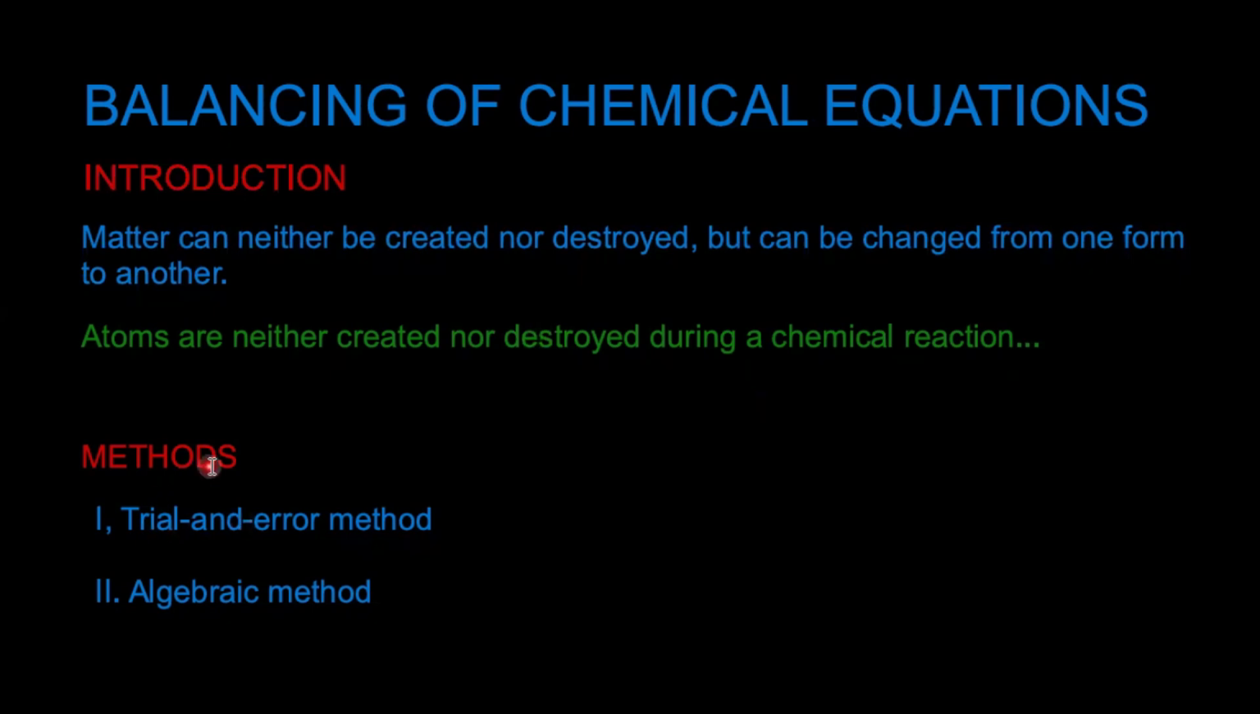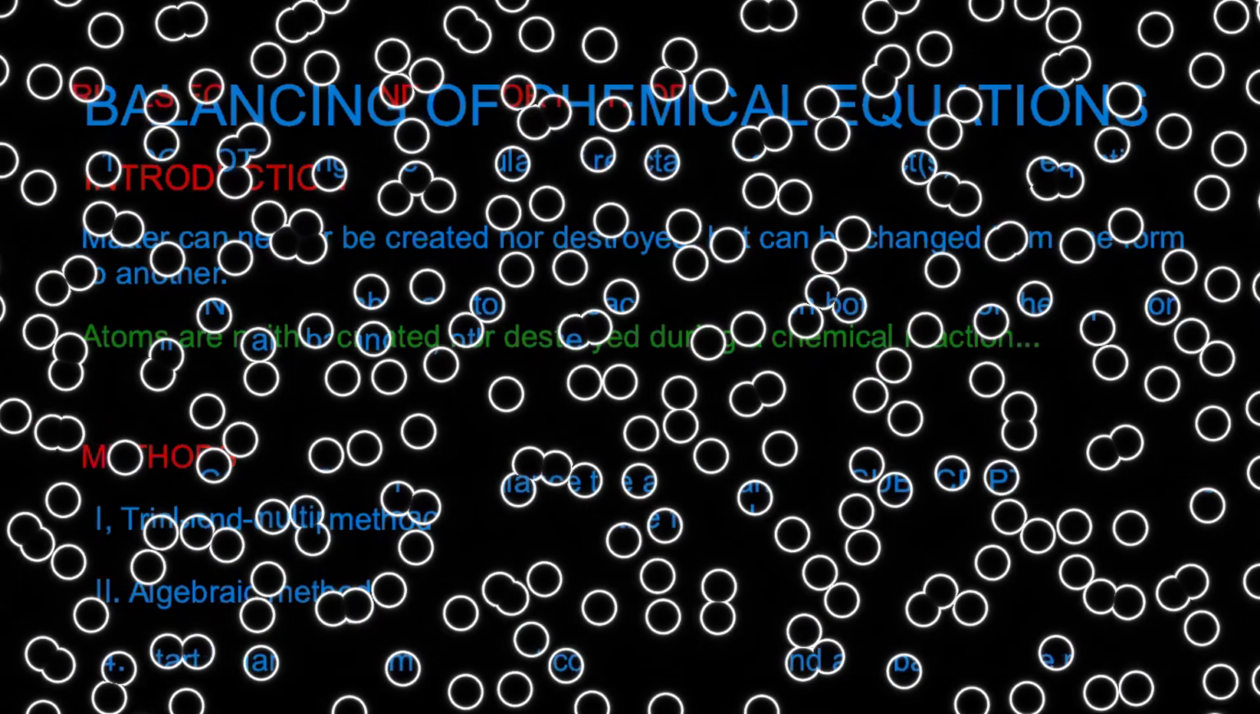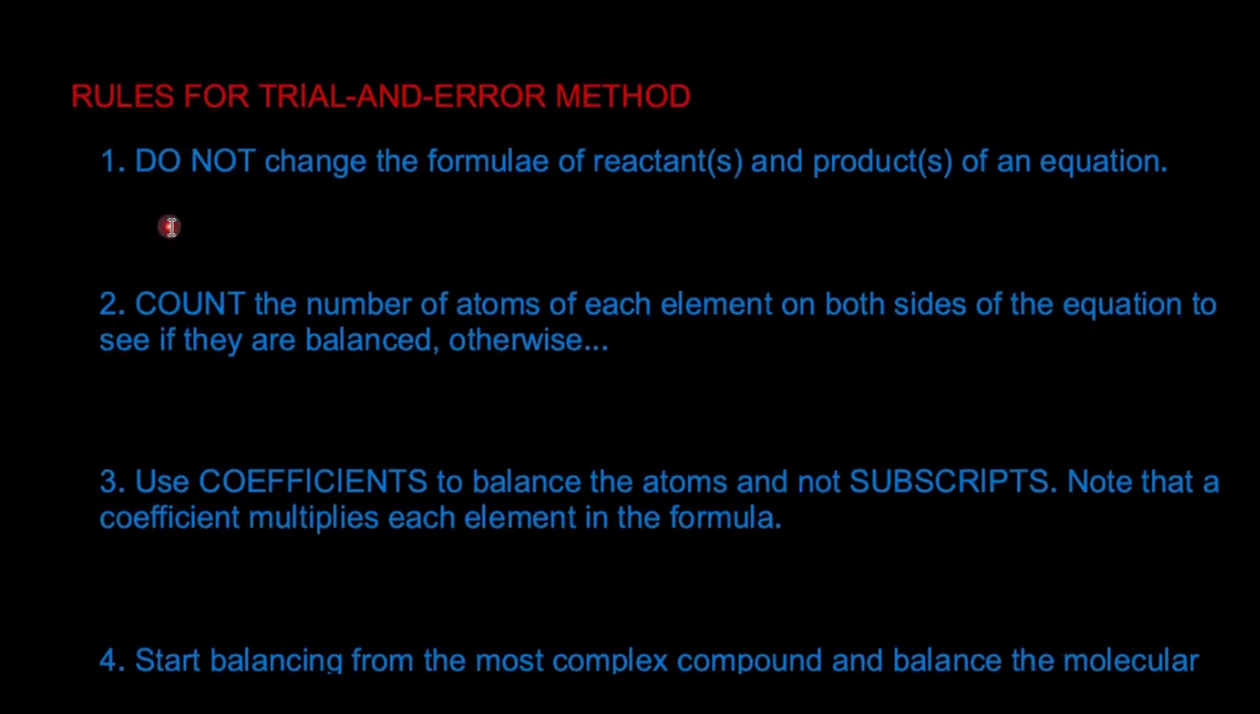So we'll be looking at two methods, the trial and error method and the algebraic method. I know that most of you are familiar with the trial and error method, but the algebraic method may be a bit strange. So if you want to know how to use the algebraic method to balance chemical equations, please ensure you watch this video to the end. All right, let's go. We look at the rules for the trial and error method, right?